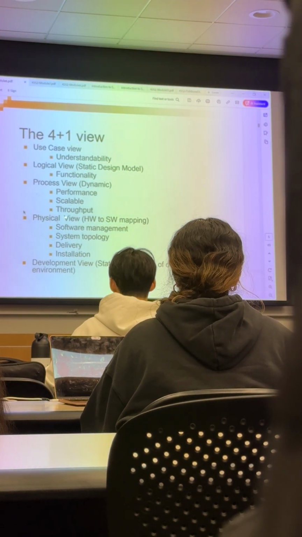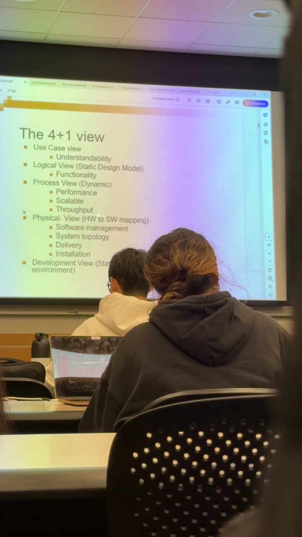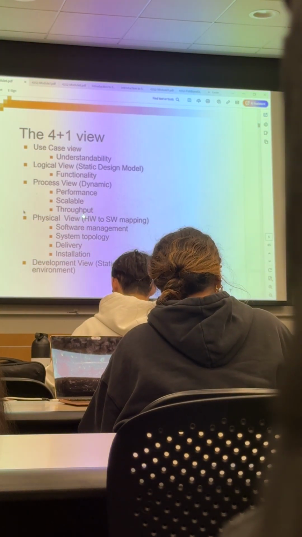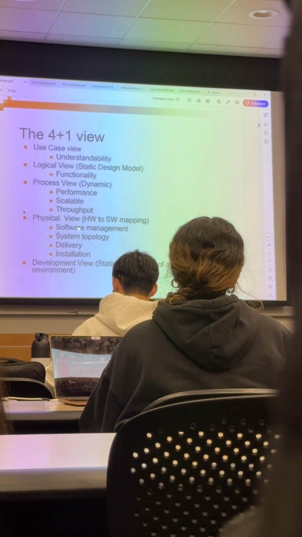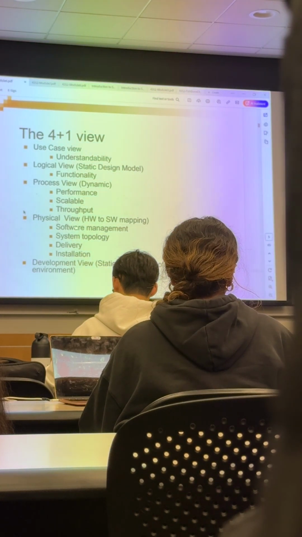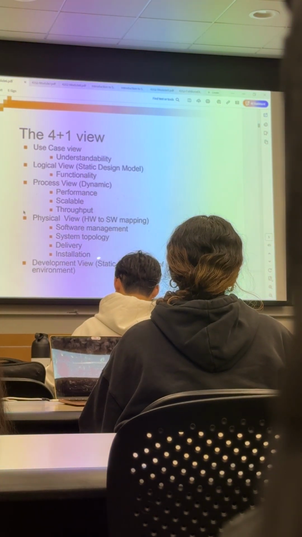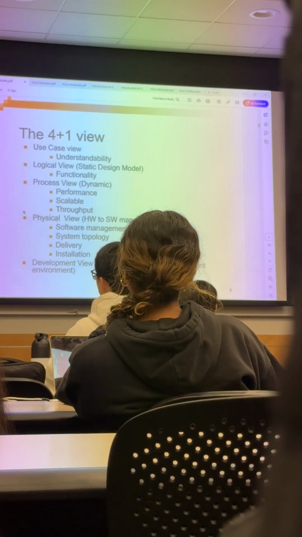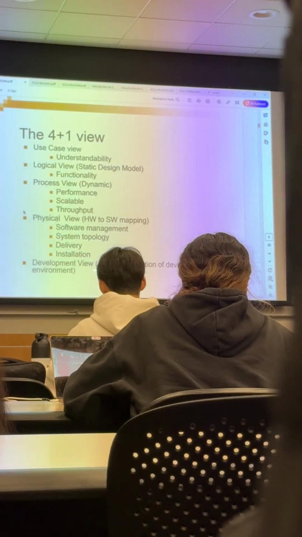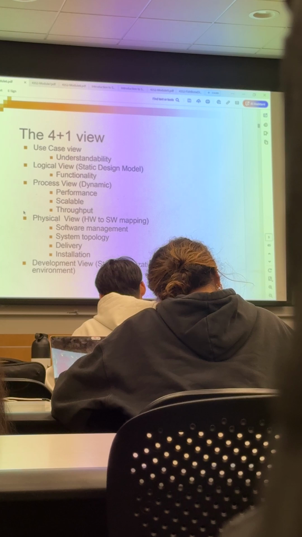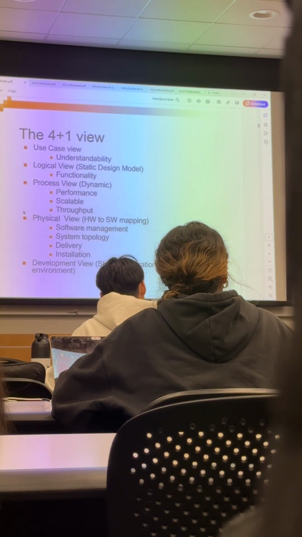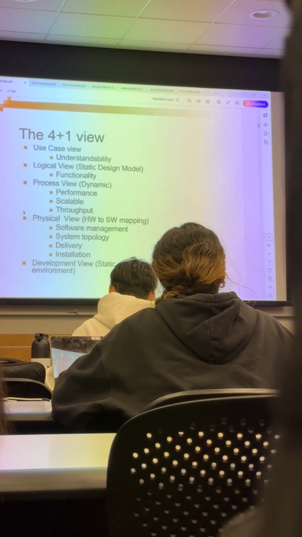Physical view is more related to the hardware nodes and deployments. So this deals with system topologies, managing software and deploying to the nodes, delivery of units, installation. Finally, development view is the static organization of the development environment that deals with downstream activities. So 4+1 view is something you should know.